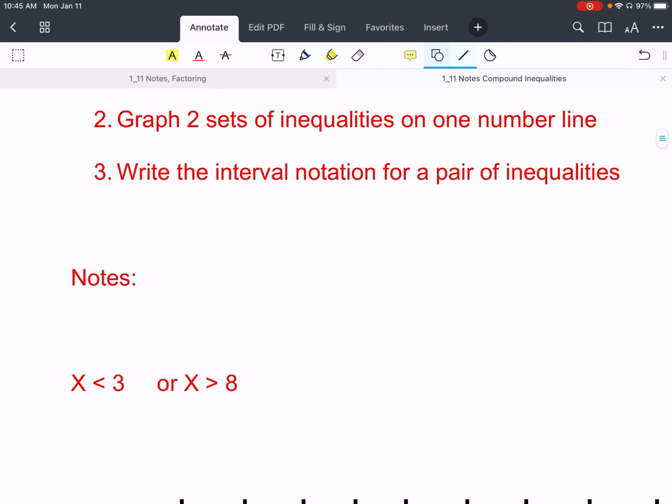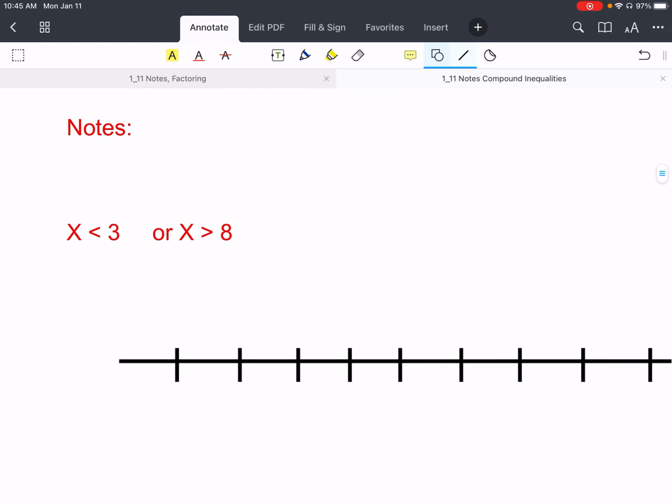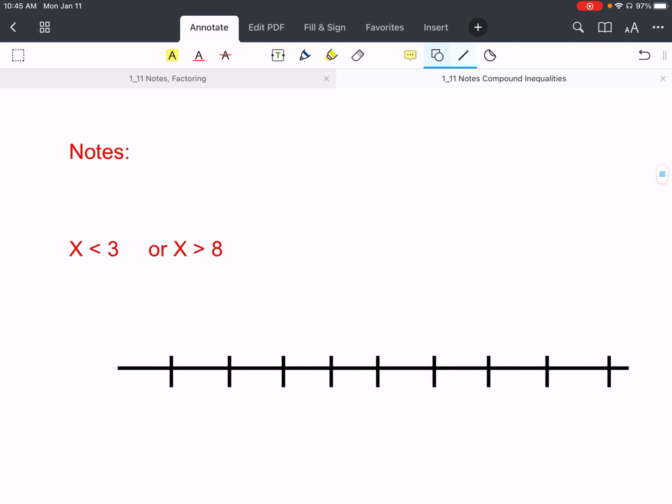So there are situations that you're going to run into in math where x, or your variable, can be in two different categories. So that's where the "or" comes into play. So for our first example, we have x is less than 3 or x is greater than 8. So that means our answer can be anything less than 3 or anything greater than 8.